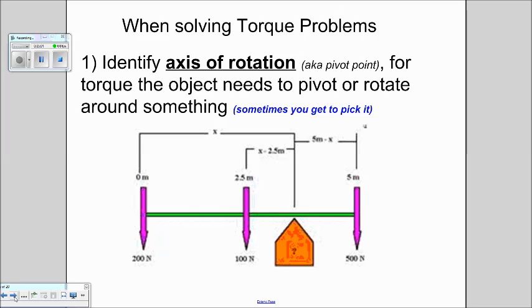When you're solving torque problems, there are 4 steps that you probably want to go through. Step 1, identify your axis of rotation. Where is that pivot point? In that case, it's right there. Let me do that in blue.